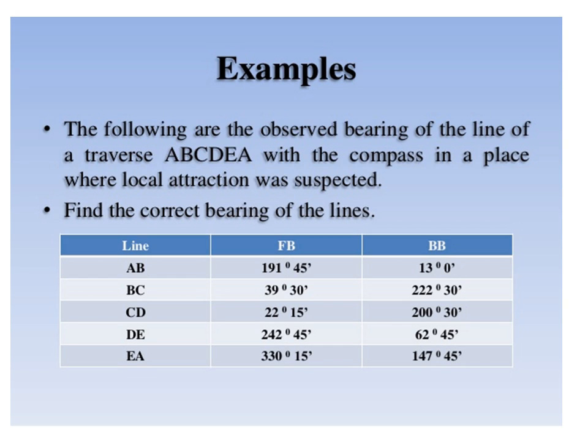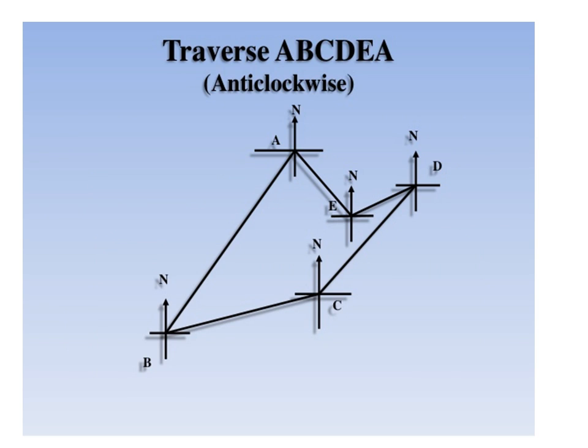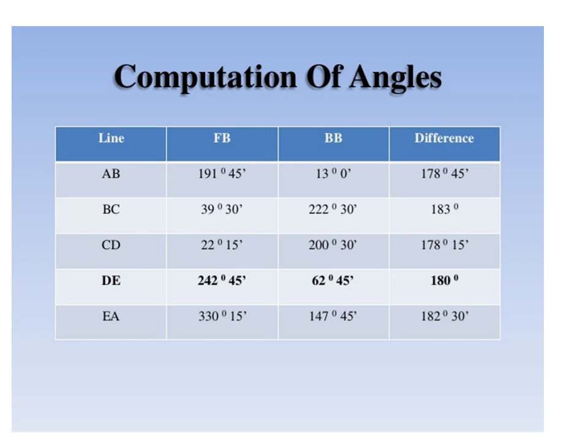This slide refers to the closed traverse in which observed bearings are recorded as forward bearing and back bearing, and we are supposed to calculate the corrected bearings because the stations are suspected of local attraction. So first of all, from the forward bearing of each line, we will draw the sketch of the closed traverse. This is traverse ABCDEA, which is anti-clockwise in direction, shown by making use of the forward bearing of the line.